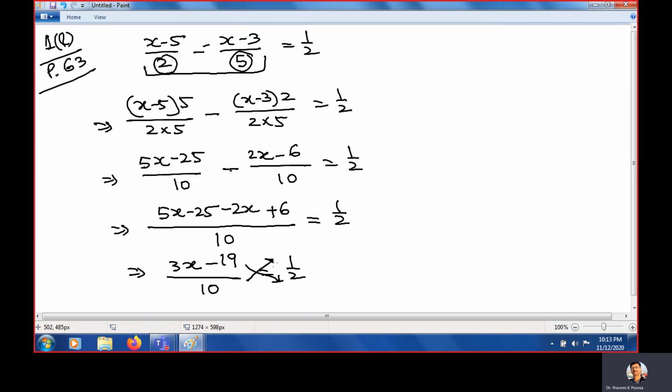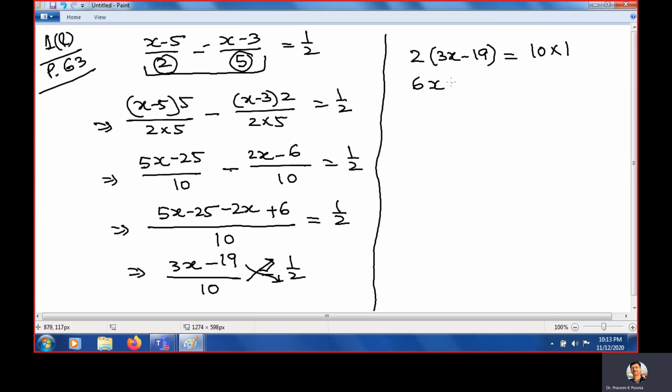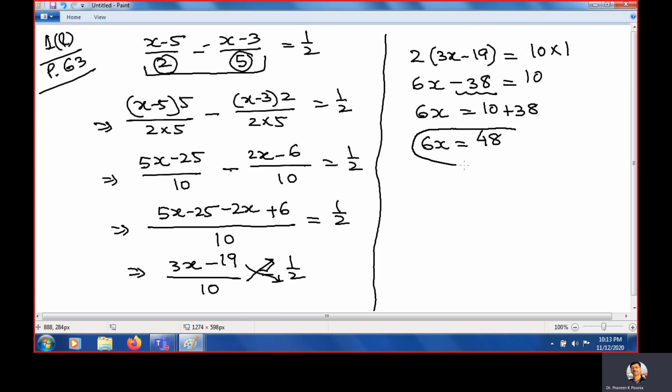Now you can have cross multiplication. And how much is it? It is 2 into 3x minus 19 equals 10 into 1. Now multiply. 2 into 3 is 6x, minus 19 times 2 is 38, equals 10. This minus 38 will change into plus 38. So 6x equals 10 plus 38, which is 48.